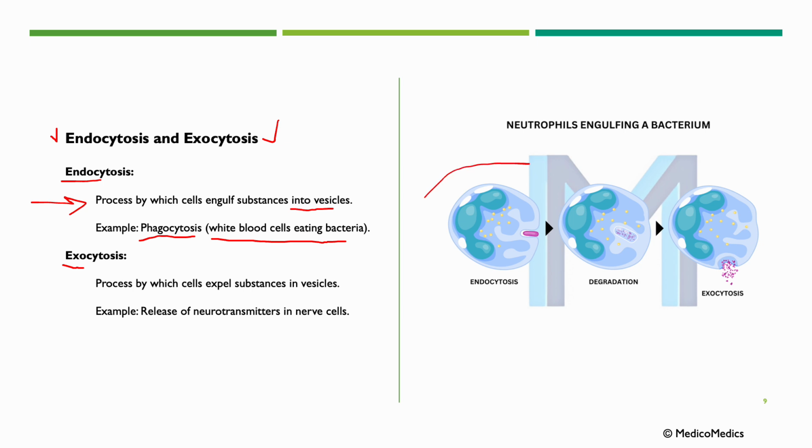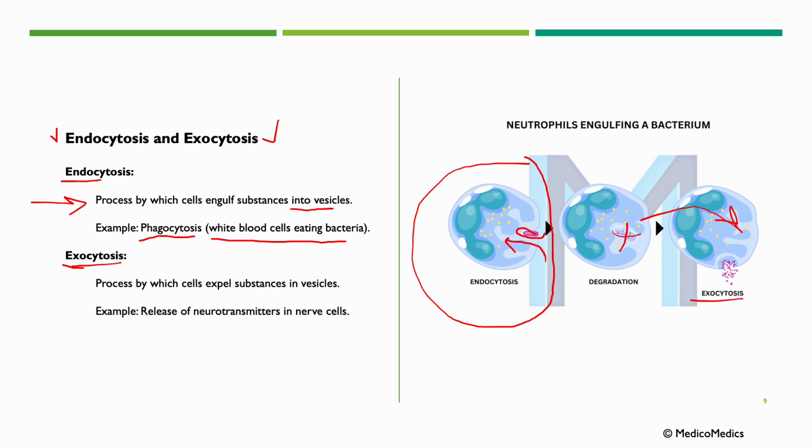So you can see here in this illustration, endocytosis, right? Here is the bacteria, and it's being engulfed. It's entering into the macrophage, or the neutrophil in this case. And following along, it then degrades, or the bacteria is broken down. And when that is finished, it then undergoes exocytosis.